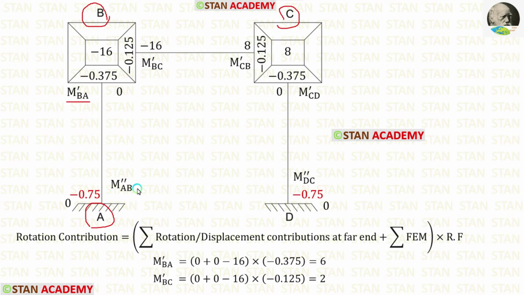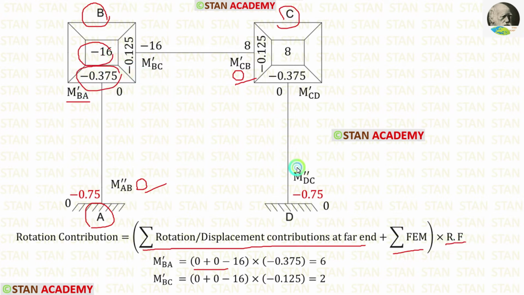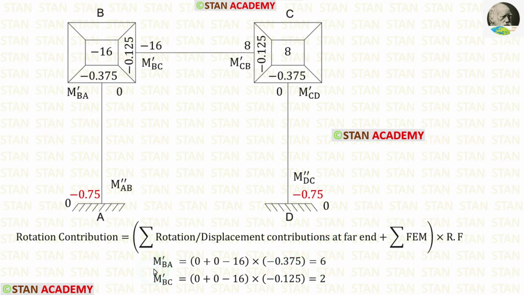In the point A, initially, there will be no displacement contribution, so we can assume that it is 0. In the point C also, initially, there will be no rotation contribution, so we can assume that M'-CB is 0. For the summation of rotation or displacement contributions at far end, we have 0 and 0. The summation of fixed end moments is minus 16. The rotation factor for BA is minus 0.375. Finally, for M'-BA, we are getting 6.